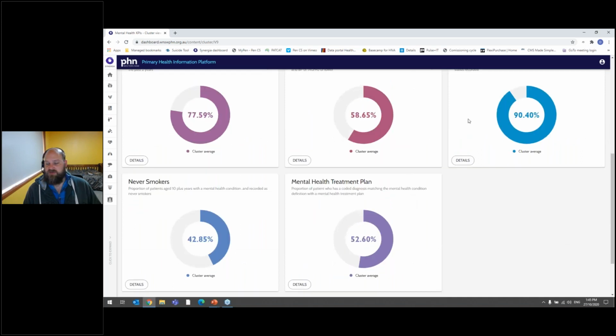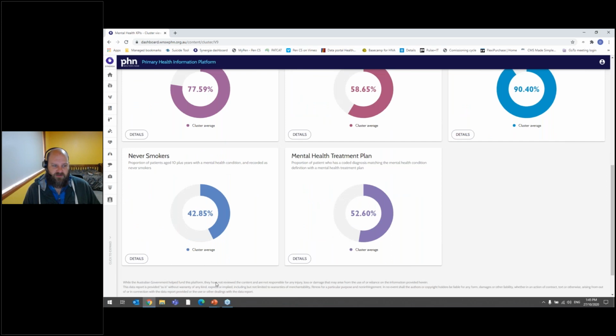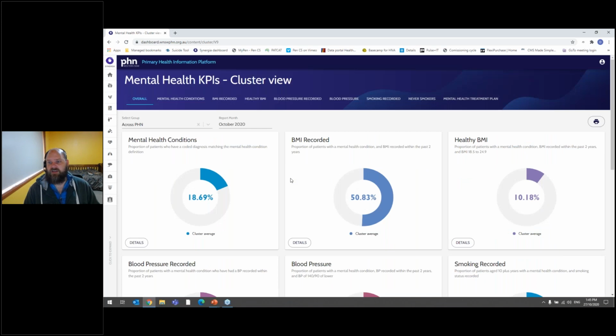And again, those with smoking recorded, that's actually pretty good and fairly consistent, but then those that have never smoked, which is ideally what we're wanting to achieve, and those that have got a mental health plan set up. And that's obviously based on MBS reporting. So again, if you're not coding correctly with the MBS, you may not be capturing that in the data. So you may have those plans with your patients, but if they're not recorded, we may be missing them. So again, have that conversation with your PSO if you've got any doubt about the data at all.